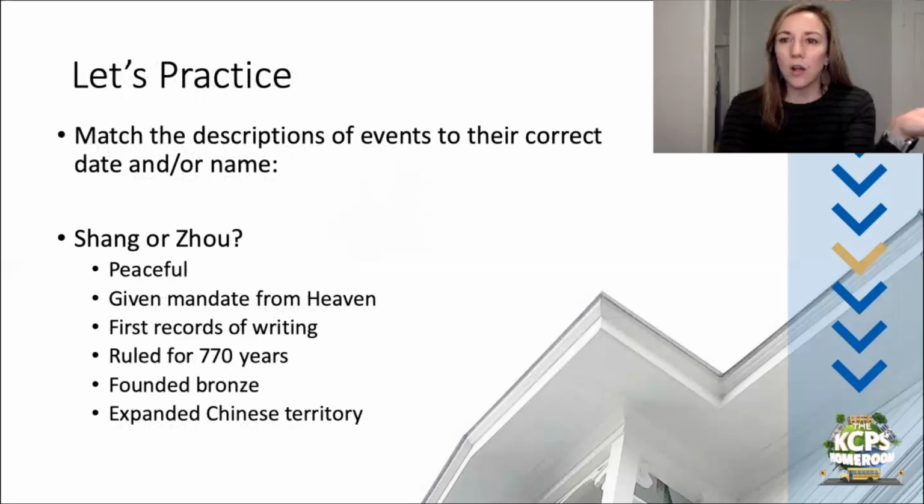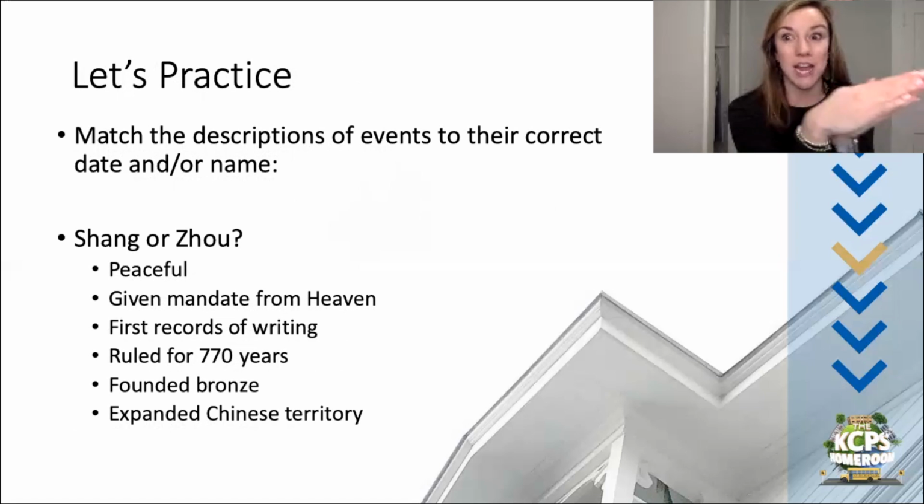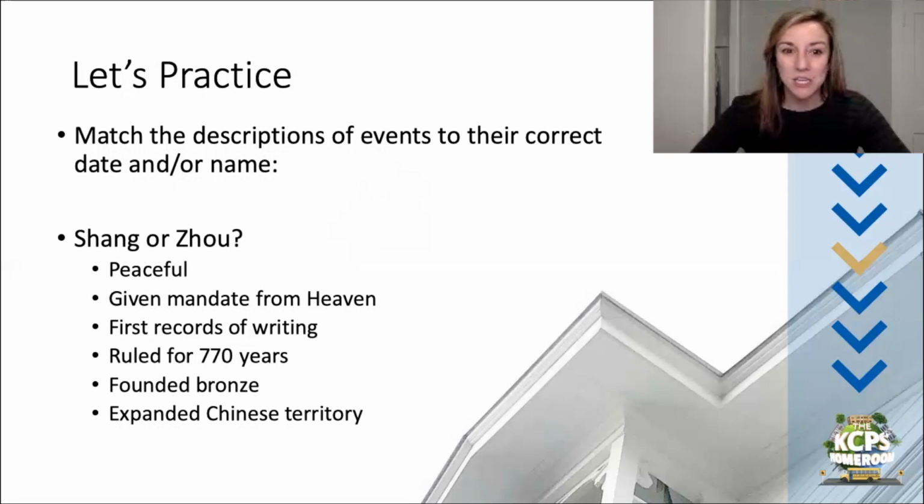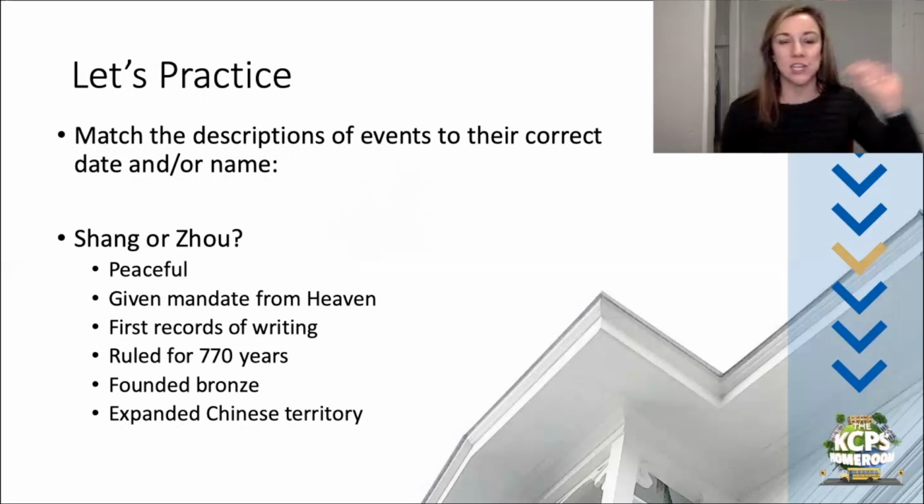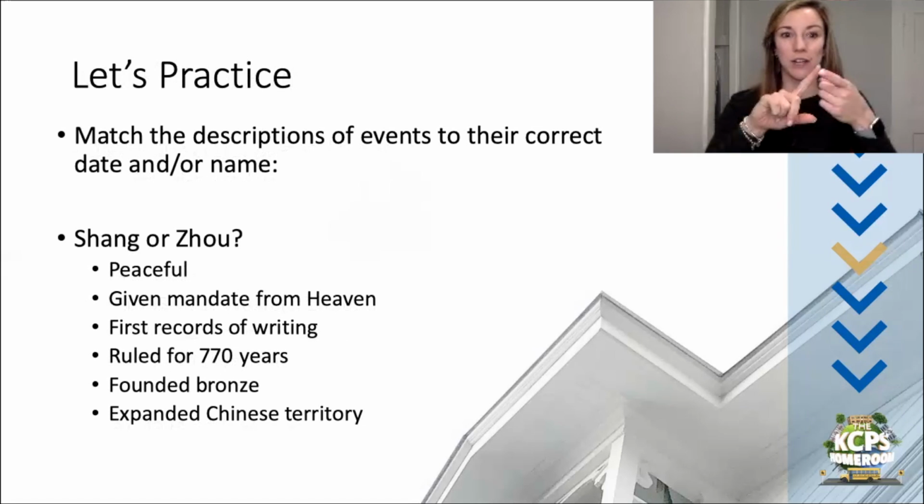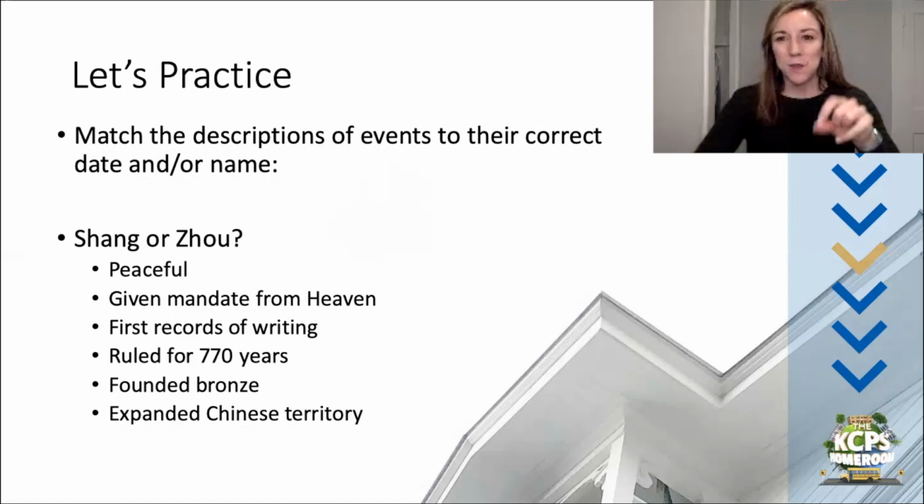So thinking about all of the basics of ancient China, I want to give you a minute to see if you can separate the Shang and the Zhou dynasties. So I'm going to set a timer for 30 seconds. I want you to look at these descriptors and tell me, was it the Shang or was it the Zhou? So you're looking at peaceful, given the mandate from heaven, first recordings of writing, ruled for 770 years, founded bronze, and expanded Chinese territory. 30 seconds on the clock. Go.